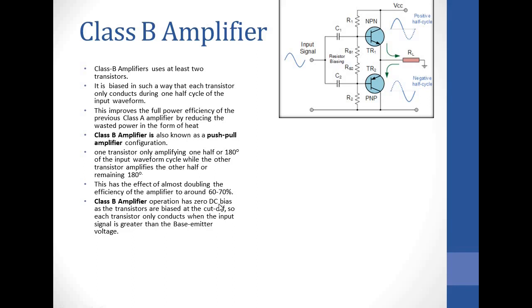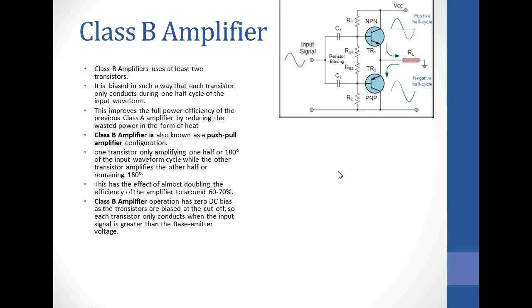Operation is at zero DC bias, as the transistors are biased at cutoff. So each transistor only conducts when the signal is greater than the base emitter voltage. If you recall, the base emitter voltage is 0.7 volts for silicon. If it is a silicon NPN or PNP junction, the base emitter voltage VBE is equal to 0.7 volts.